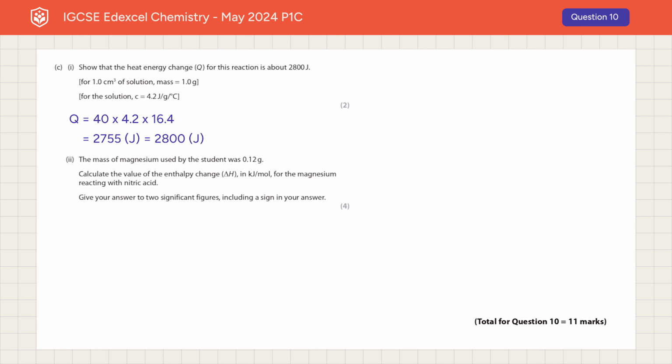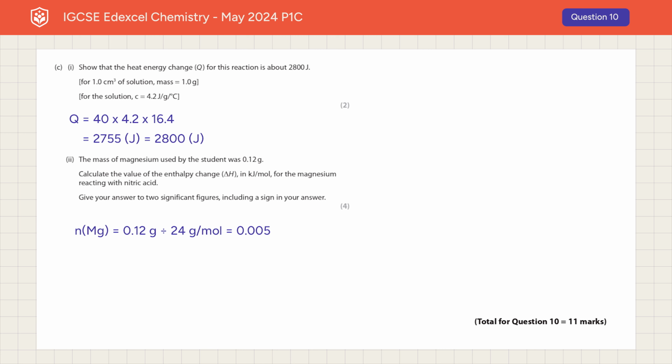Now for the big one, the enthalpy change, delta H, in kilojoules per mole. We use 0.12 grams of magnesium. The relative atomic mass of Mg is 24. Moles of Mg equals mass divided by relative atomic mass, which is 0.12 grams divided by 24 grams per mole, equaling 0.005 moles. First, find moles of magnesium. 0.12 divided by 24 equals 0.005 moles.